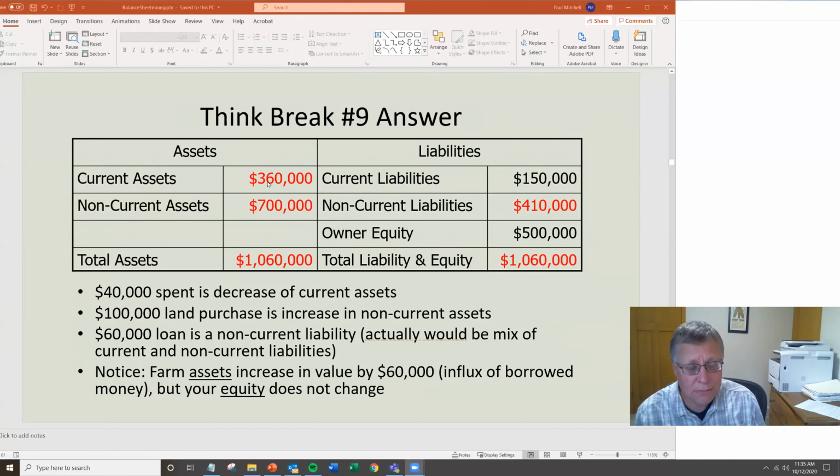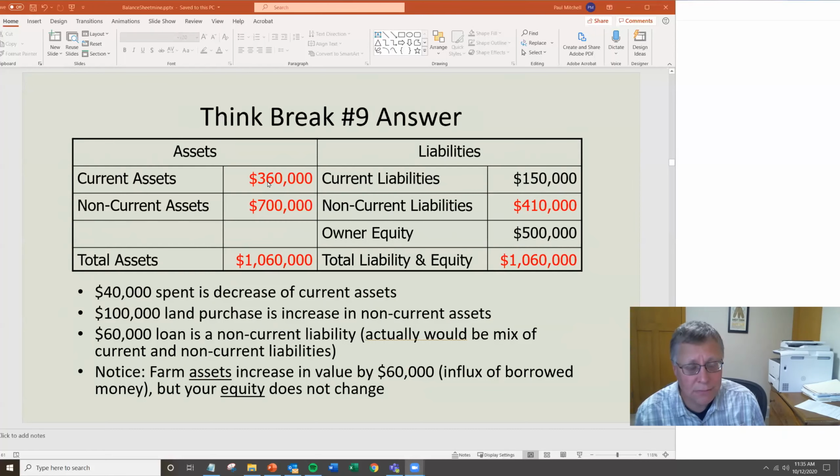You have $600,000 non-current assets. You bought $100,000 worth of land. That's got to go up $100,000. And then where does the $60,000 show up? You took $40,000 from your current assets. The other $60,000 has to go into increasing your liability somewhere. In this case here, I added it to the $350,000. I considered it a non-current liability. Realistically, some of it would be due within the first year, and some would be due later.